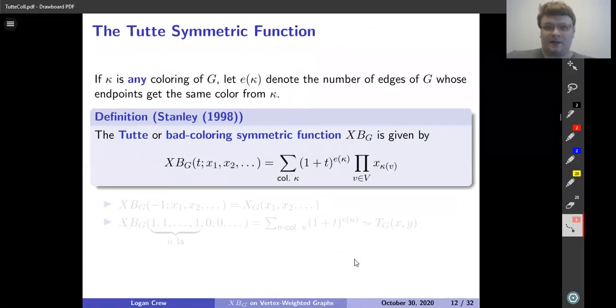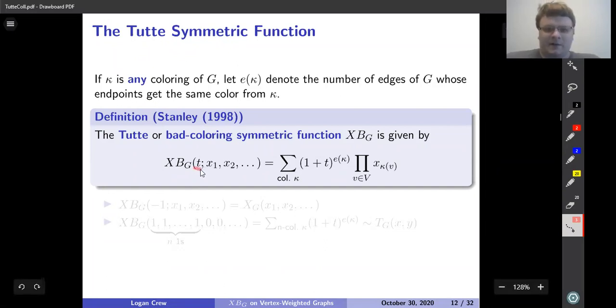And we want to make a Tutte version of the symmetric function. Now, from the version of the Tutte polynomial I gave earlier, it is not obvious how to symmetrize that. That was a polynomial in x and y, which didn't really have the same way to split something into partitions and give it variables. What Stanley did was he found an alternative version of the Tutte polynomial that does look more like this, and turned it into a symmetric function. So he created what we call XB. We call it XB because it's also called the bad coloring symmetric function, and T_G was, well, already taken by the Tutte polynomial.